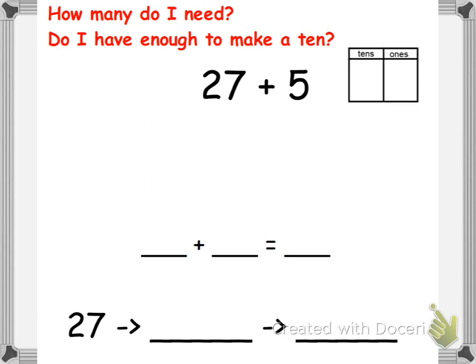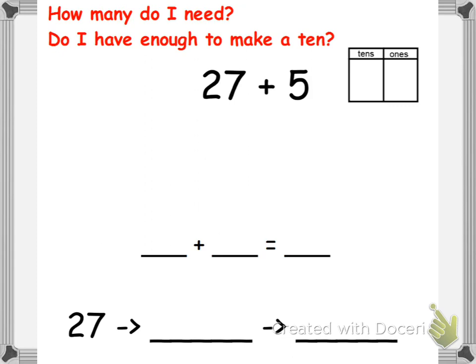Now we have two questions that we're going to be asking ourselves through this. We're going to be looking at the bigger number, and we're going to ask ourselves, how many do I need to make a 10 or a new 10? We're going to be looking at the ones place in that bigger number, which is 27, so we're looking at 7. How many more do I need to make a new 10 when it's 7? So how many more does 7 need to be 10? We know that 7 needs 3 more to be a 10.